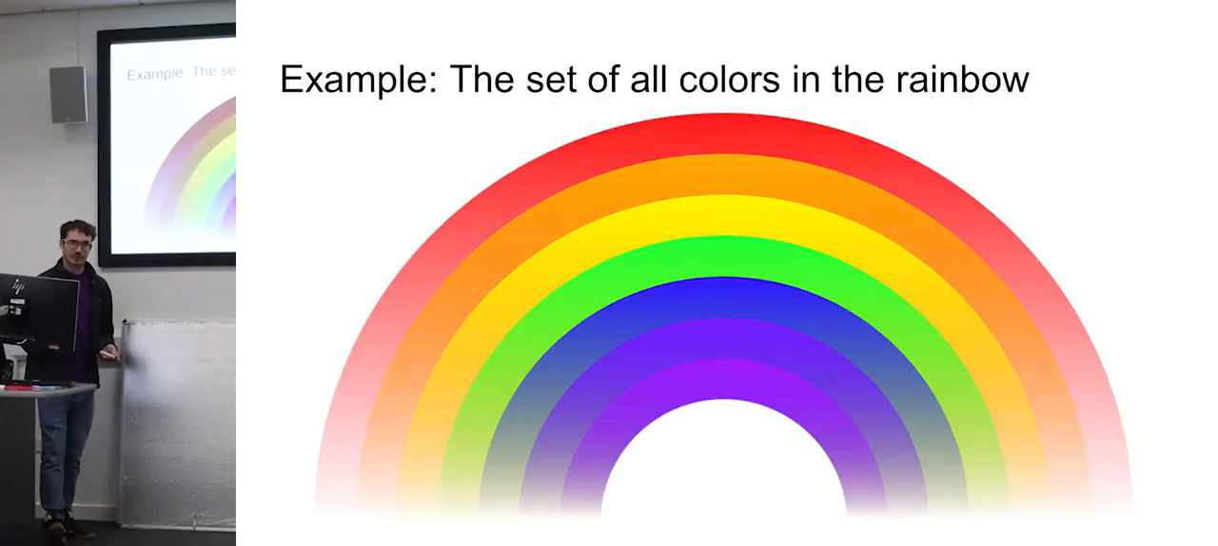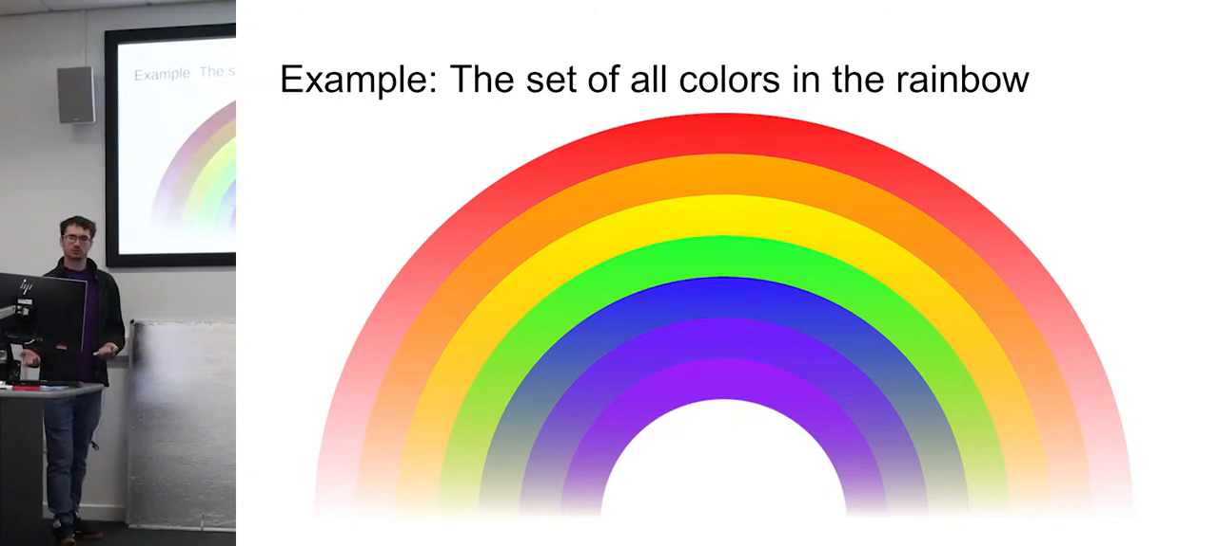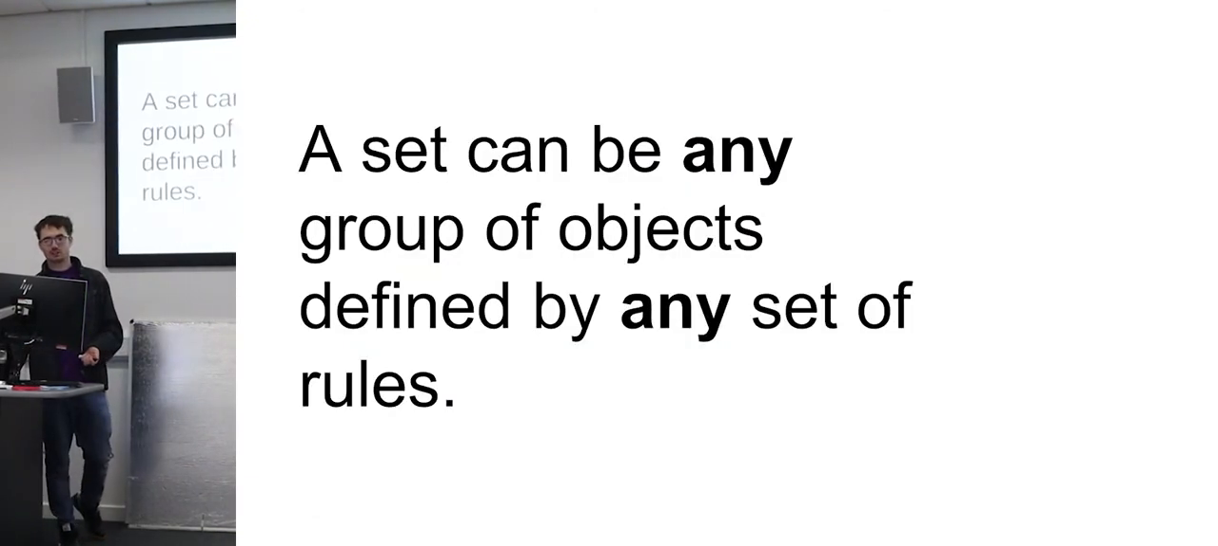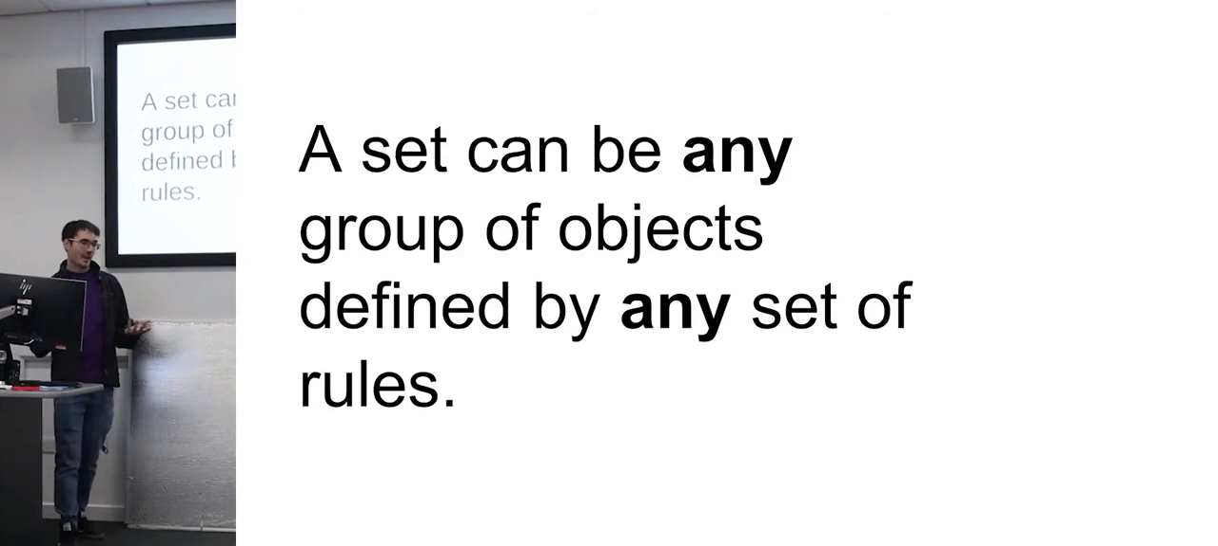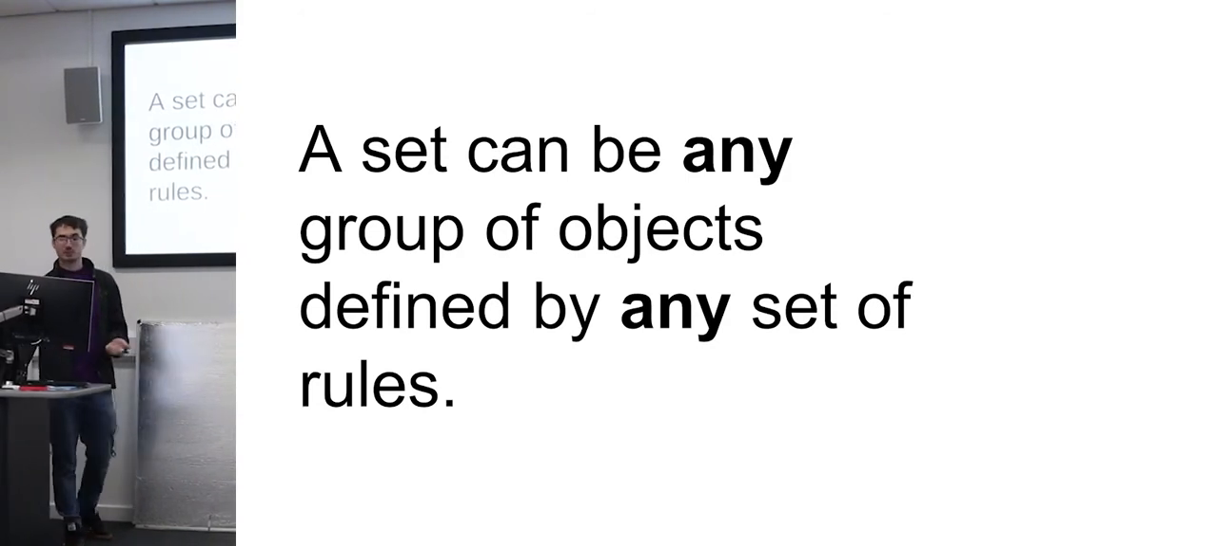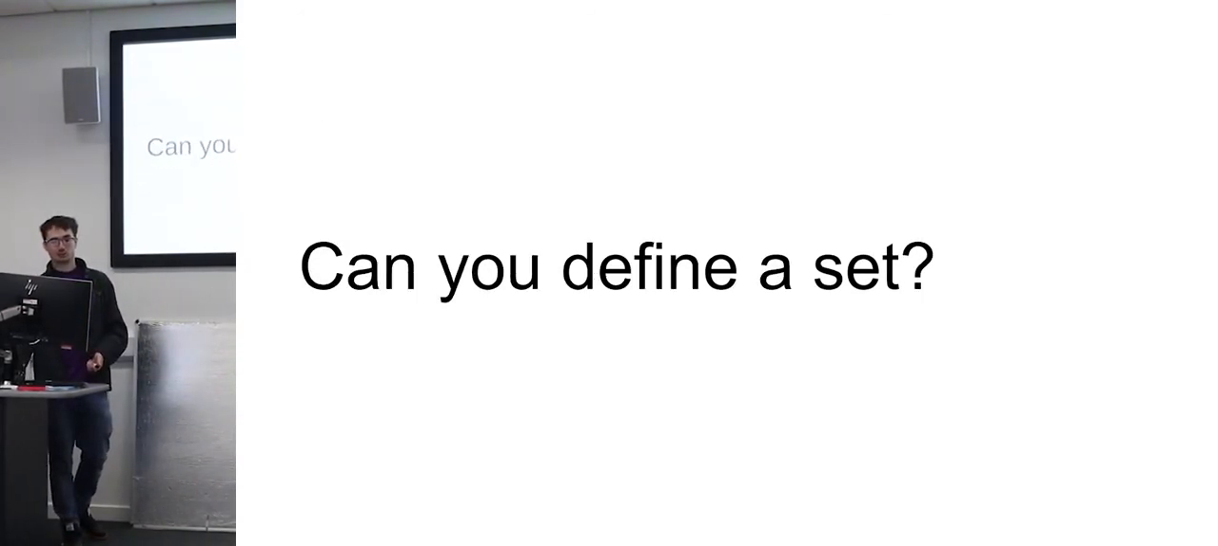Exactly, you can have the set of all colors in the rainbow. Any group of objects can be defined by a set of any rules.